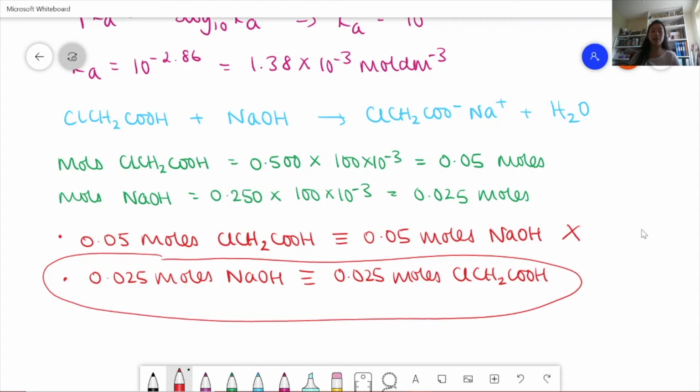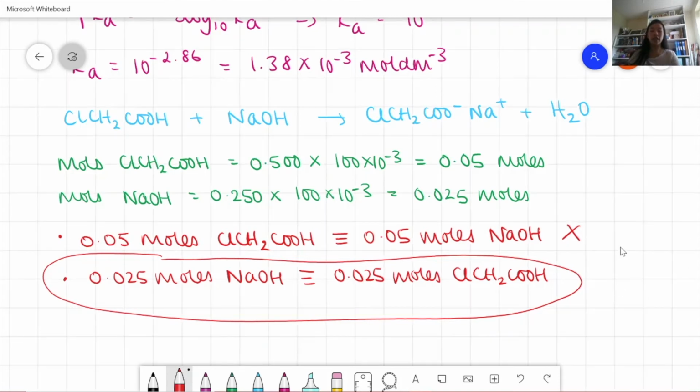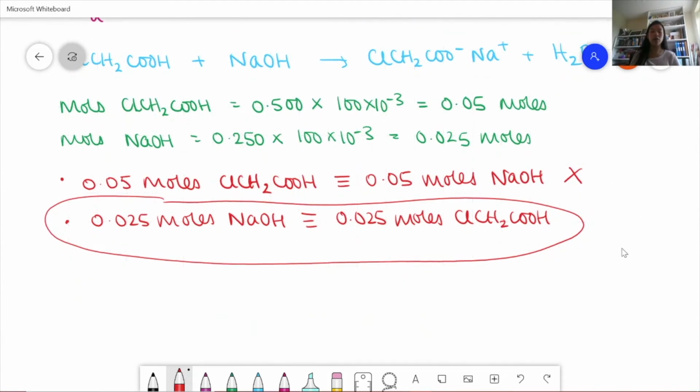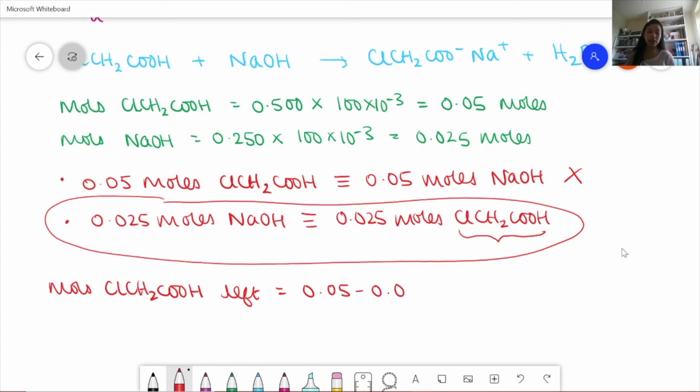And so we have some of this chloroethanoic acid spare because only 0.025 moles of it react, but we have 0.05 moles of it. So we have that the moles of this chloroethanoic acid left is equal to 0.05 minus 0.025, and this equals 0.025 moles.